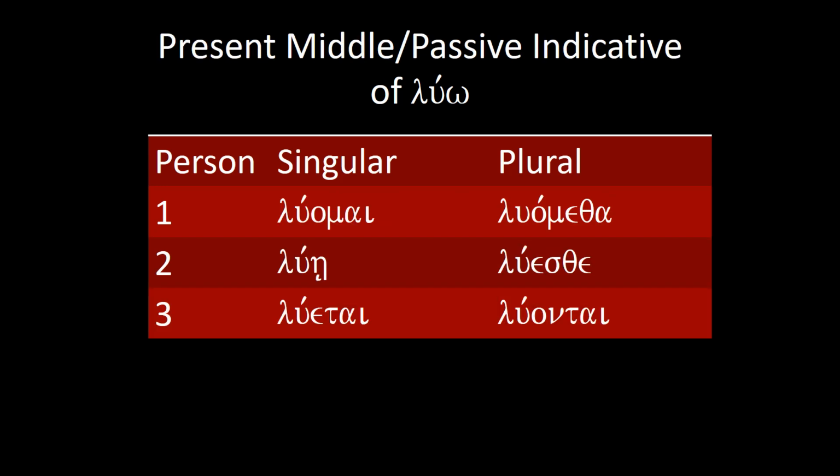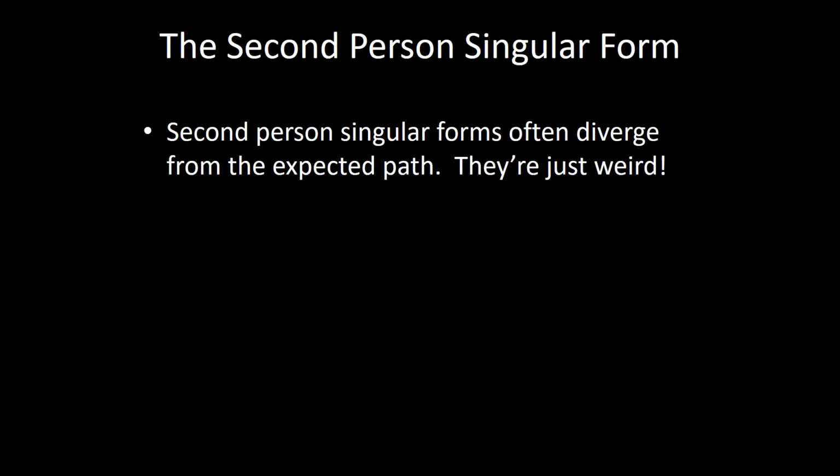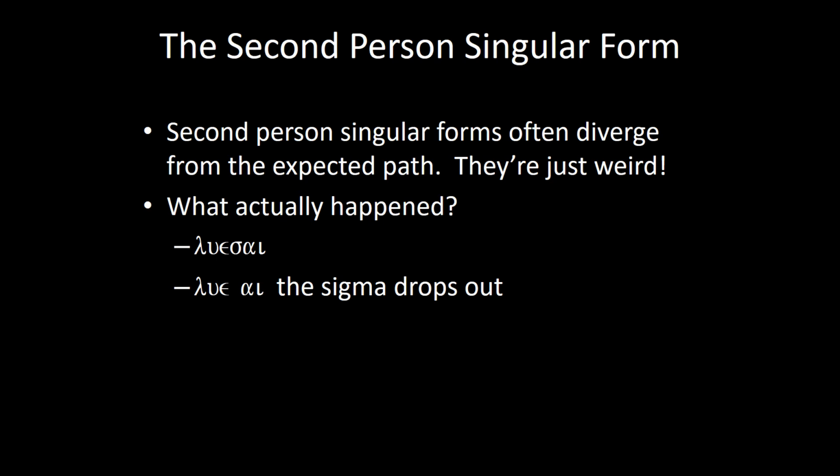Now look again at the second singular form, lue. We said the endings were mai, sai, tai. What's actually going on in the second singular form? What you're going to see for the next several lessons is that second singular forms are just weird. What actually happened with the sai ending? Originally it was lue-sai. That sigma dropped out.